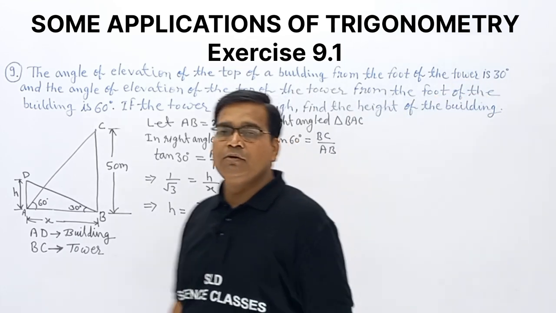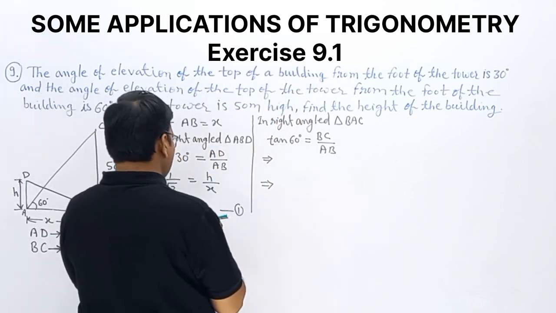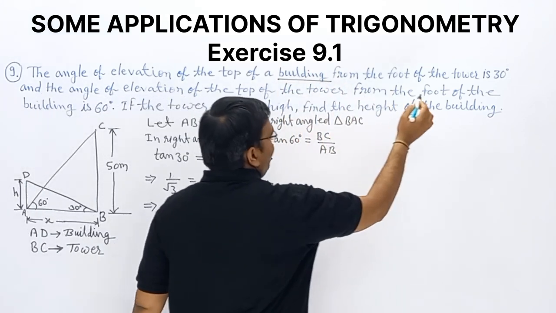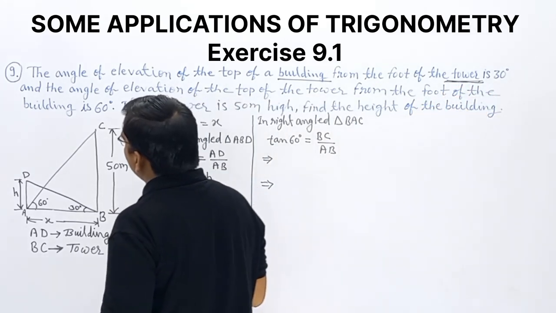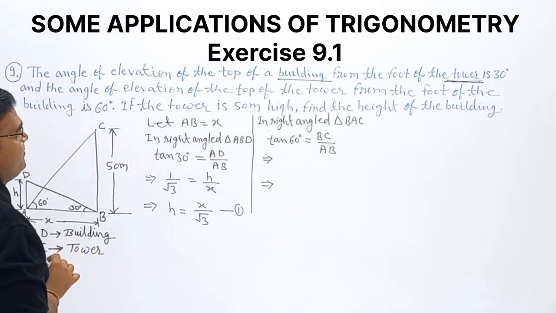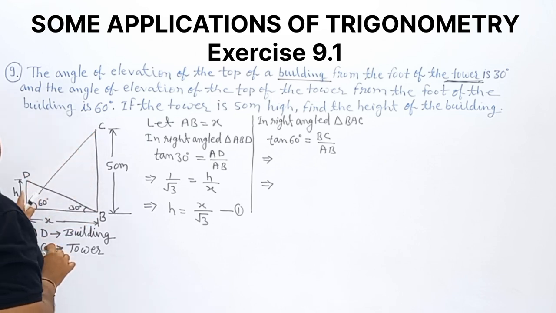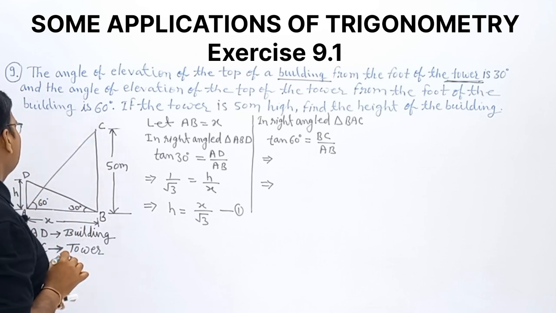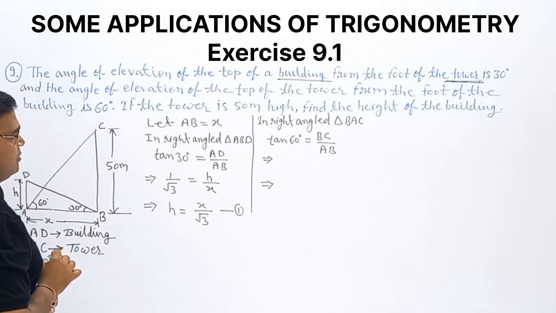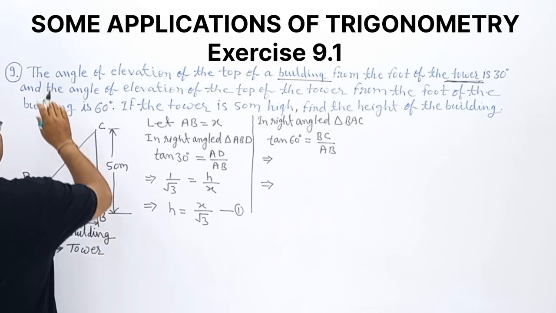Now in this question we have one building and one tower. Observe two things, two points we have, one building and one tower. So the height of the tower will be more than the building. BC is the tower, and AD is the building. So in the first sentence of this question, what is given?